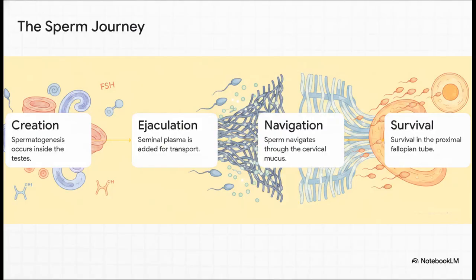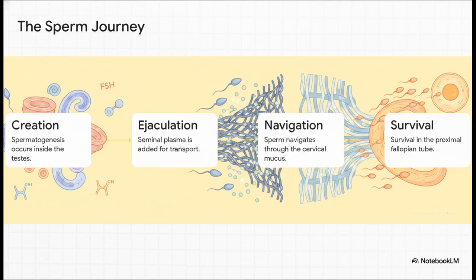You know, the sperm's journey is nothing short of an epic marathon. To put it in perspective, it's roughly equivalent to a human swimming across the entire English Channel. It requires perfectly coordinated physiology at every single step. First off, we have spermatogenesis, the actual creation of sperm within the testes under the heavy influence of FSH and testosterone. Next, those cells have to be mixed with seminal plasma just to provide the energy and protection they need for ejaculation. But the journey has barely even begun at that point.